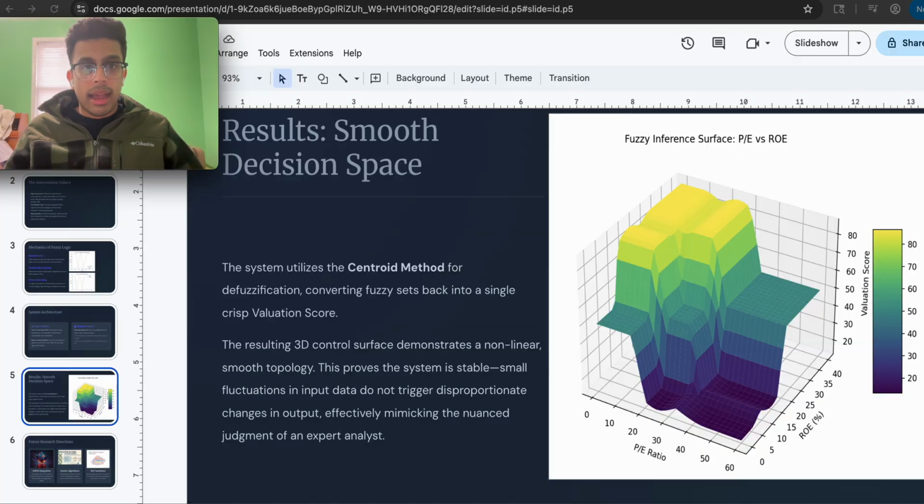So what I was able to do is I can take KPIs like PDE and return on equity, and I'm able to generate a valuation score, a number that we want to have to make a more informed decision. Now, this valuation score can then be mapped to an excellent investment, an okay investment, or a poor investment. And we simply look at the underlying valuation score as a means to determine if we should make the investment.